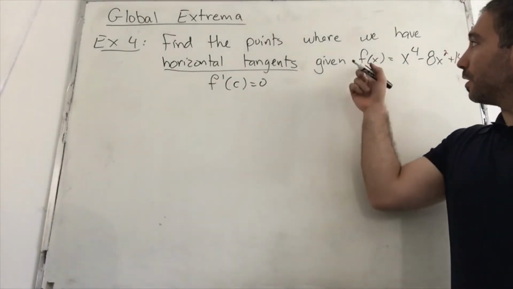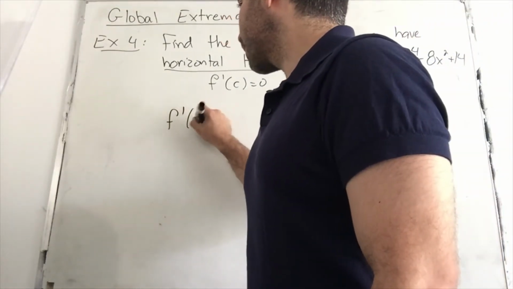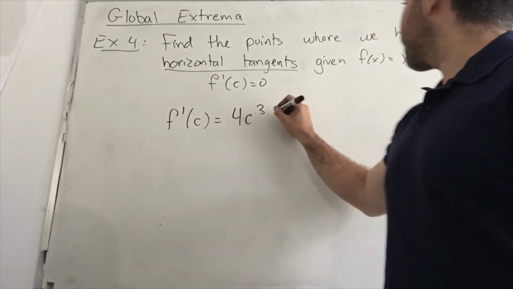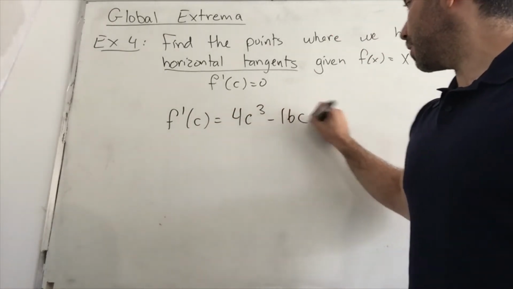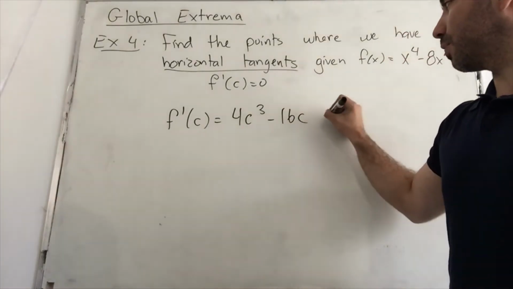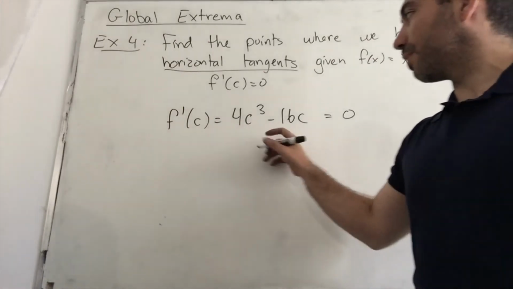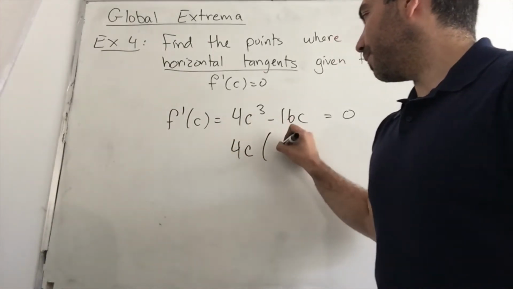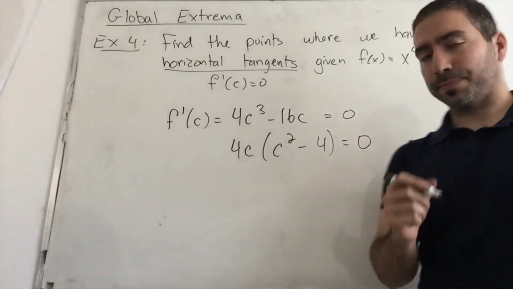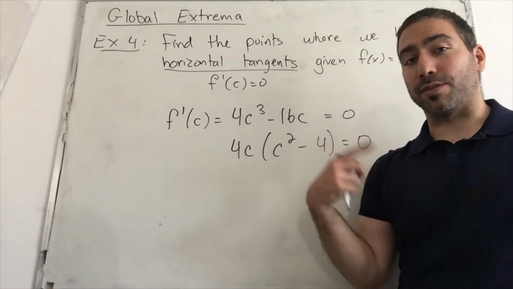So let's go ahead and take the derivative of the function that's given and set it equal to 0. So f prime of x, I'll use the letter c. f prime of c is 4c cubed minus 16c plus 0. Okay, so we took the derivative, we're going to set it equal to 0. So now what we have is we could factor out a 4c, leaving us with c squared minus 4 equals 0. At this stage here, you can use the zero product law, but let's factor further.